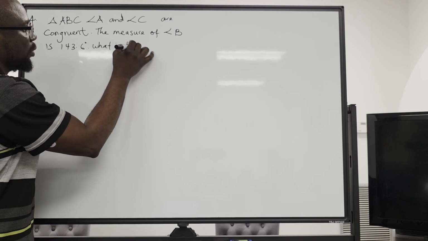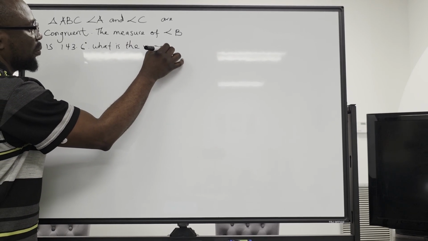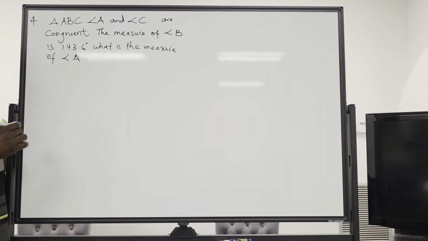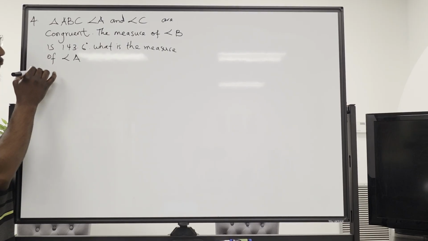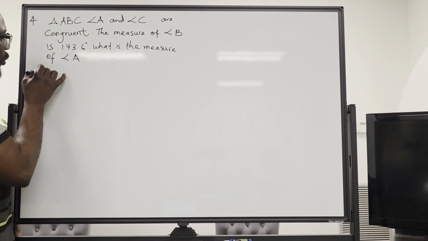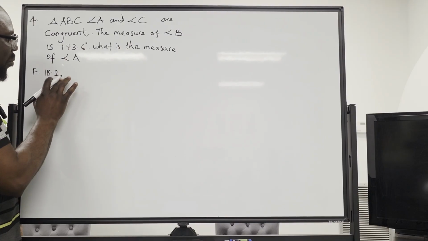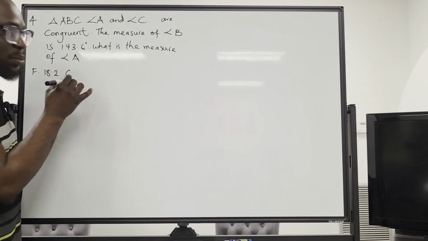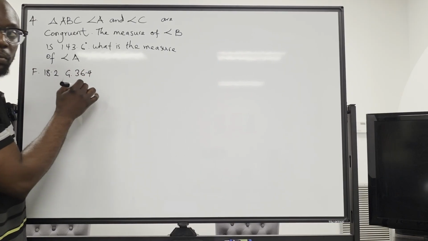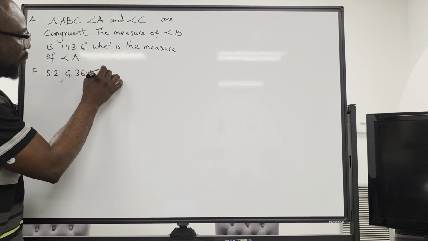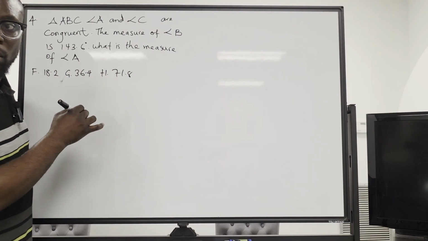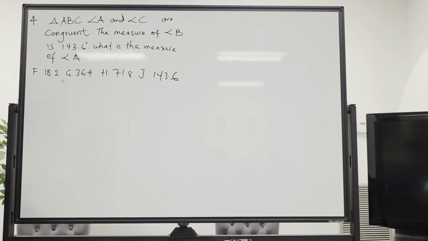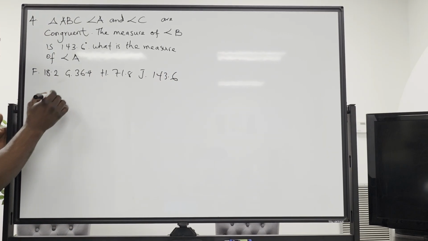What is the measure of angle A? And it gave us option F is 18.2. Option G is 36.4. Option H is 71.8. And option J, 143.6. So let's draw the triangle real quick.